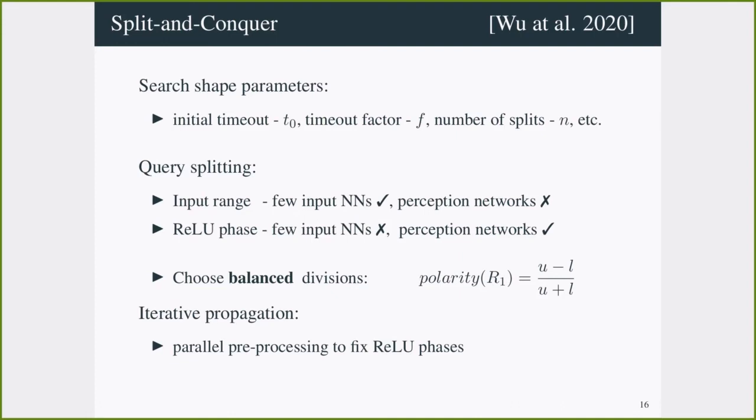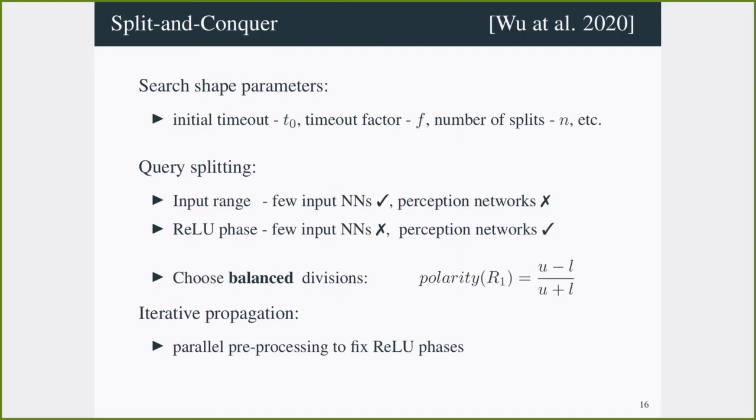In that case, we may instead want to split on early layer ReLUs, which are often far fewer in number. Regardless of the method chosen, splits are performed in a way that results in balanced divisions in terms of input space size. On the right, we can see polarity, a metric that we use for this purpose. U and L denote upper and lower limits, and they are respectively positive and negative because they have to contain the decision boundary in between. And the smaller polarity scores are considered to be more balanced.